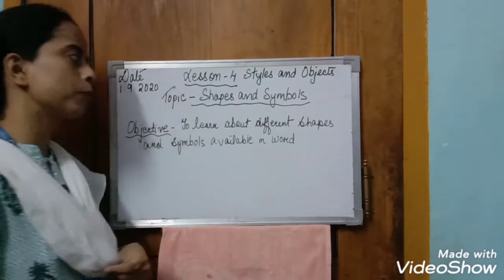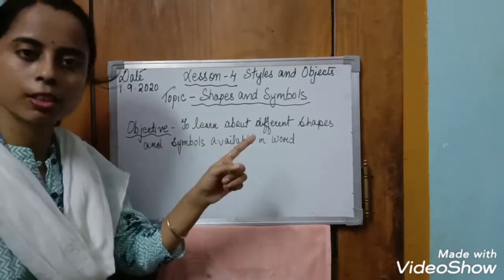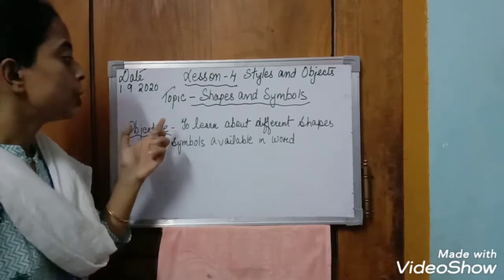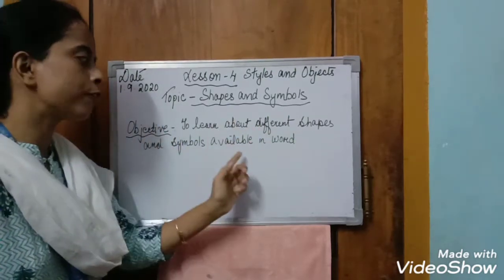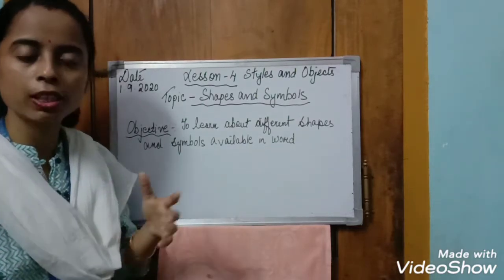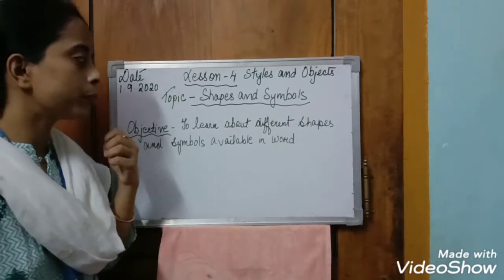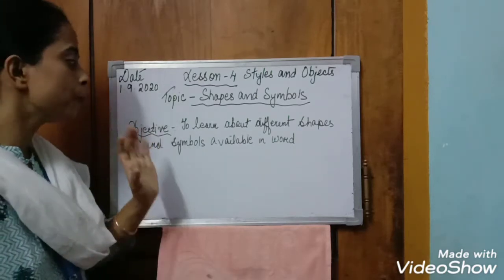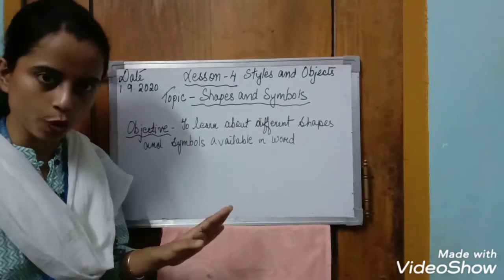The topic which I am going to start in today's class is about shapes and symbols. Right? And the objective is what? To learn about different shapes and symbols available in Word. What are we going to learn? At the end of this class, what are we going to gain? We will be able to know how to insert shapes and symbols in Microsoft Word.